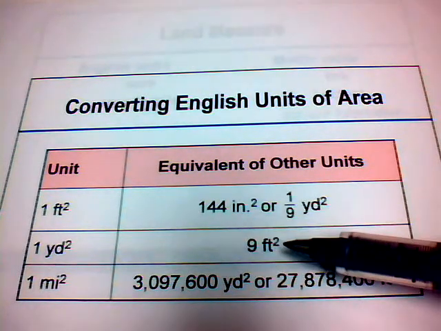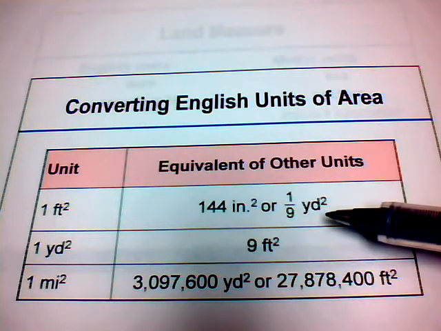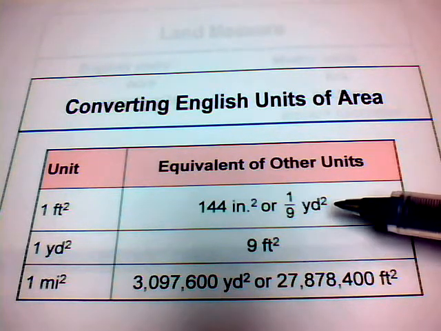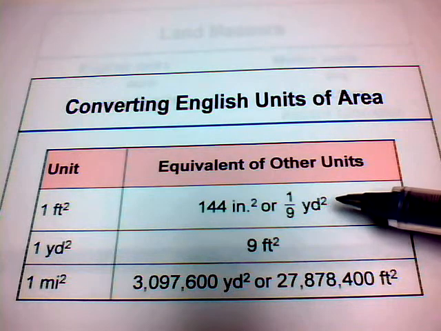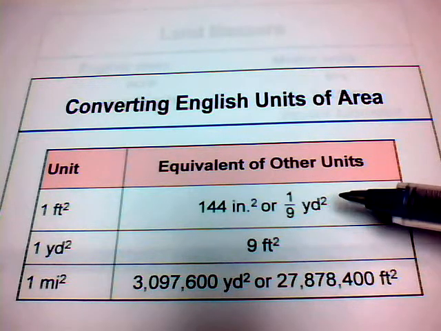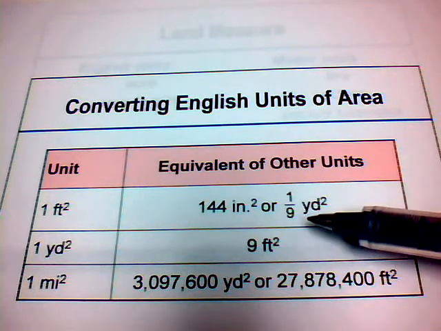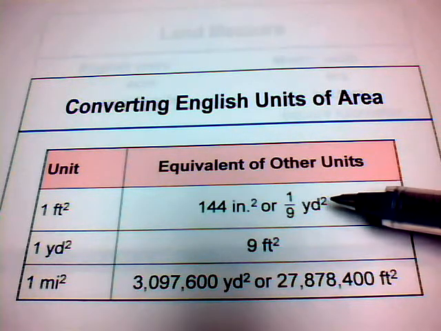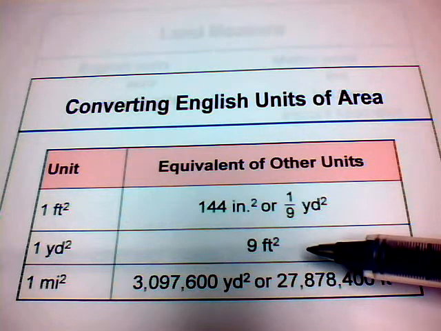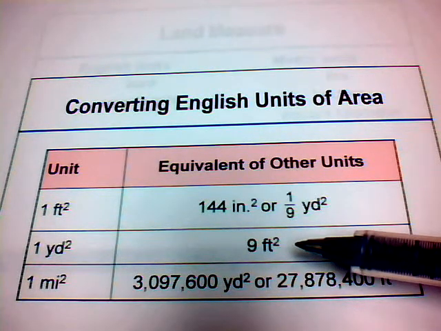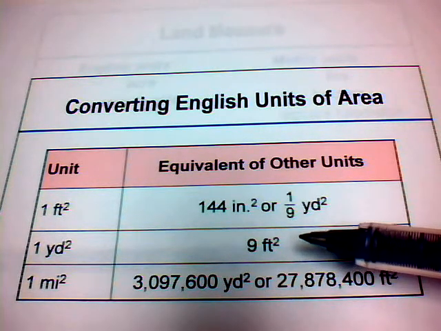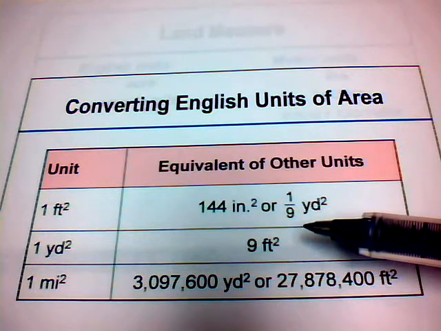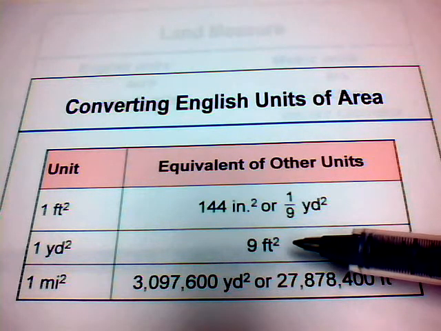Or 1 square foot would be 1/9 of a square yard, because 1 foot is 1/3 of a yard, so square the 1/3. 1/3 times 1/3, that's 1/9 of a square yard. And then 1 square yard is going to be equivalent to 9 square feet, because a yard is equivalent to 3 feet. Square the 3 feet, you're going to get 9 square feet.